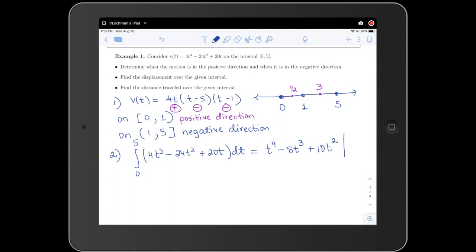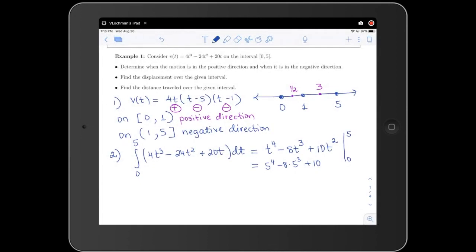Now this is a definite integral. We evaluate it from 0 to 5. Okay, at 0, everything is 0, it vanishes. So then we get 5 to the fourth minus 8 times 5 cubed plus 10 times 5 squared. The answer should be negative 125. Let's give it some units. So let's say meters. Okay, so this is our displacement over the given interval.